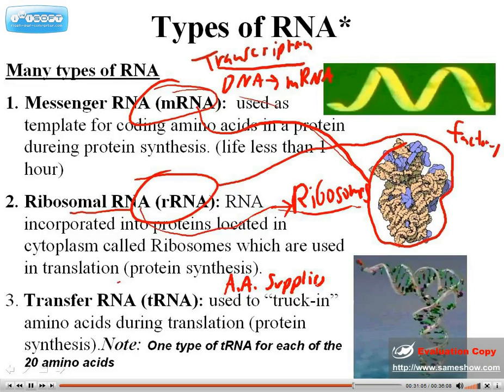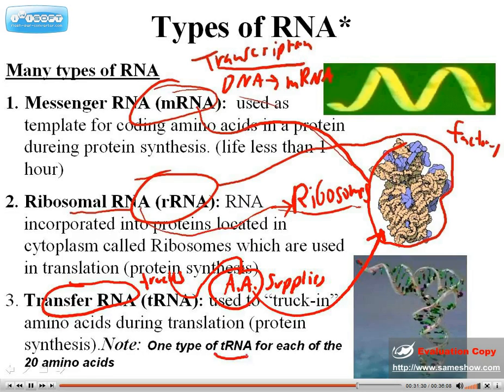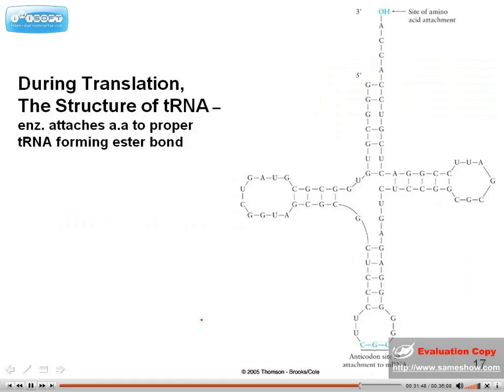So, in order to transfer the protein product, you need special transportation vehicles. Transfer RNA, these are the trucks which carry the amino acids into the protein building factory ribosomes. There's one type of tRNA for each of the 20 amino acids. Well, technically there's a little bit more than that, but we're not going to get into that. But know that they're used to truck in amino acids during protein synthesis, aka translation.